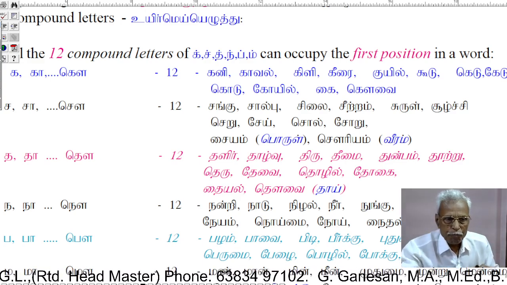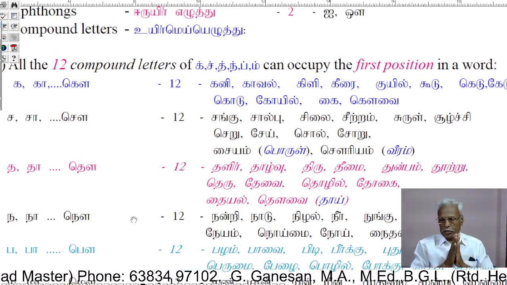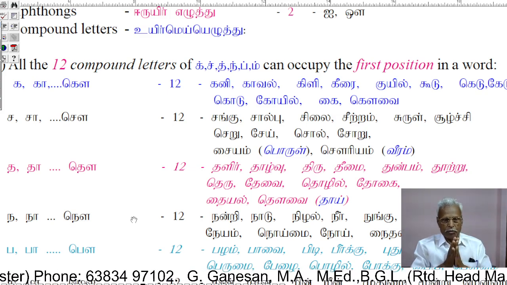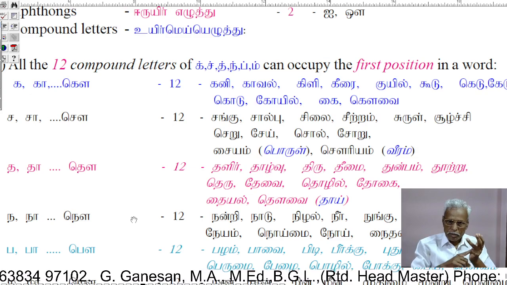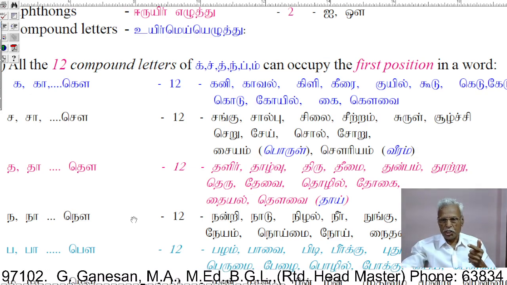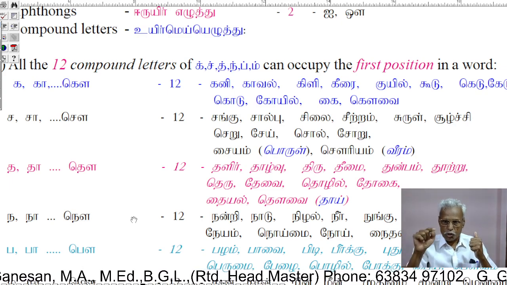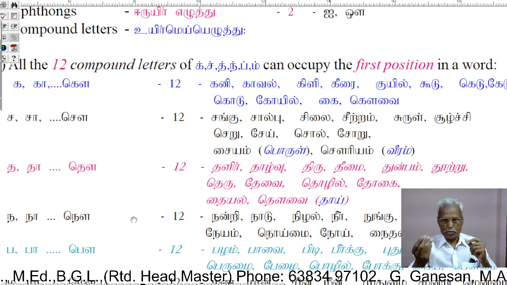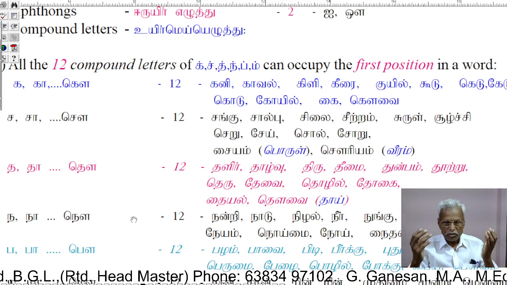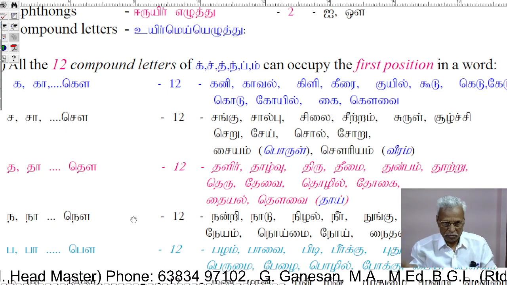Then the ich family, the 12 compound letters of the ich family. Sangu, salbu, silai, sitram, surul, sulchi, seru, sei, sul, soru, sayam. Sayam means things. I mean, sauriyam, that is valor.